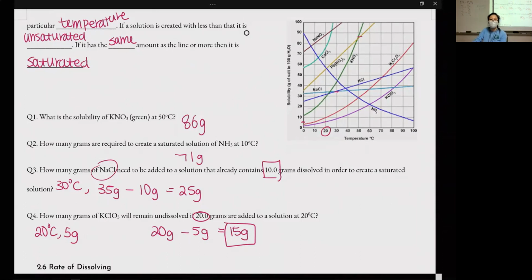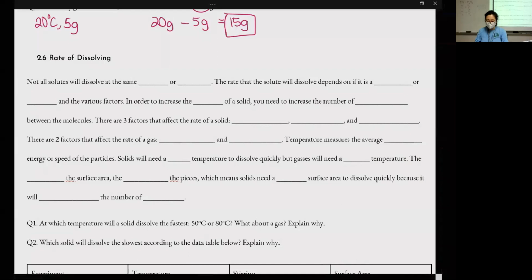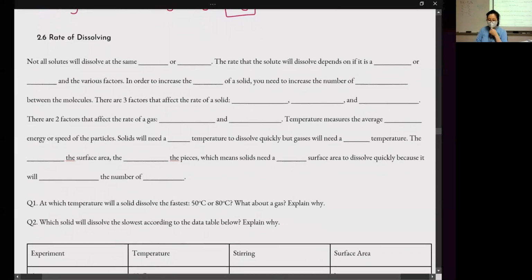Oh, that's 80. Good. Hang on, let me take the attendance. Okay, let's figure out these blanks.